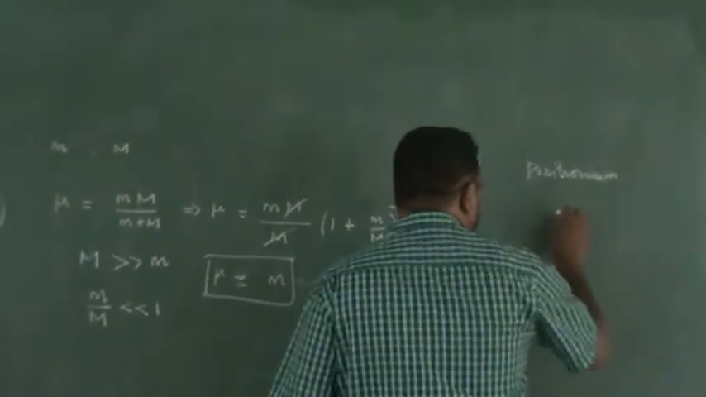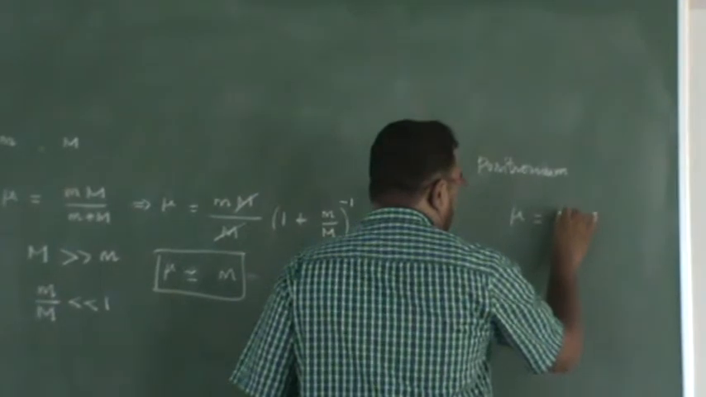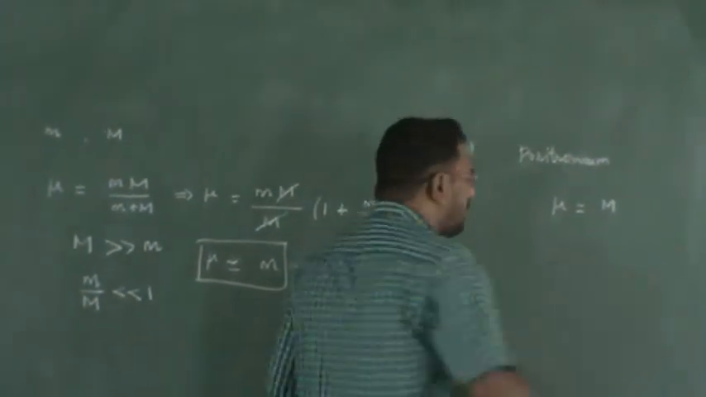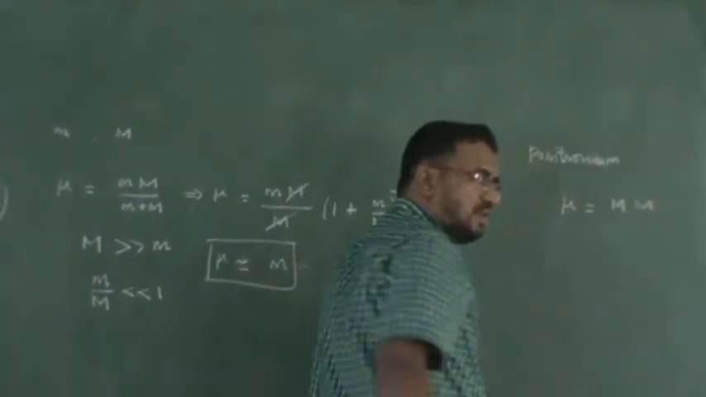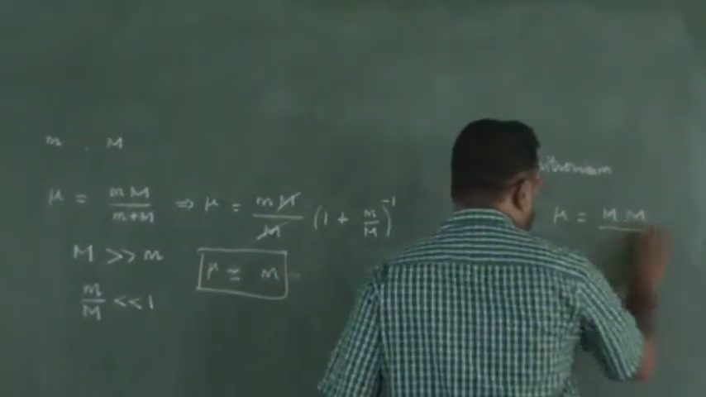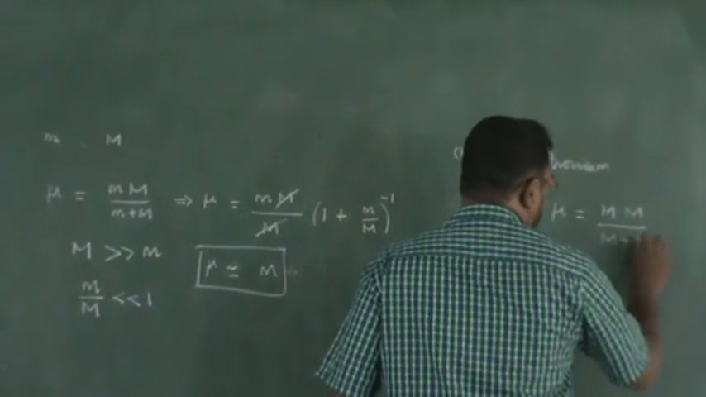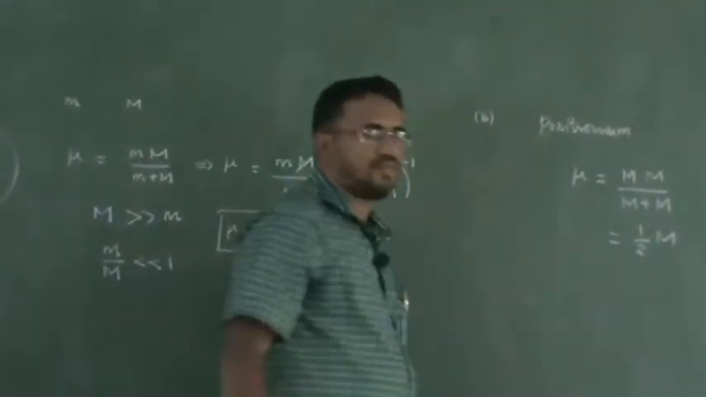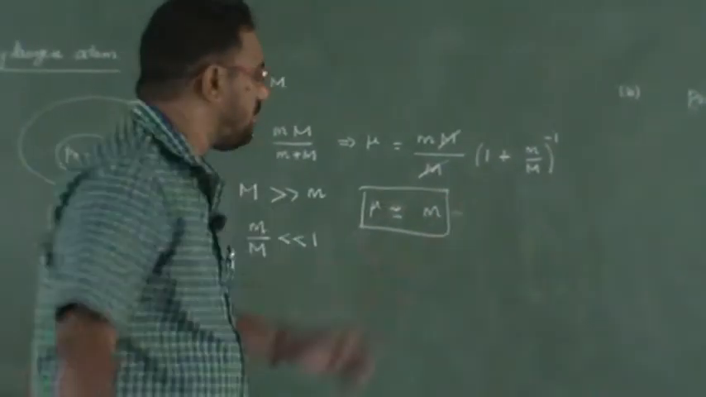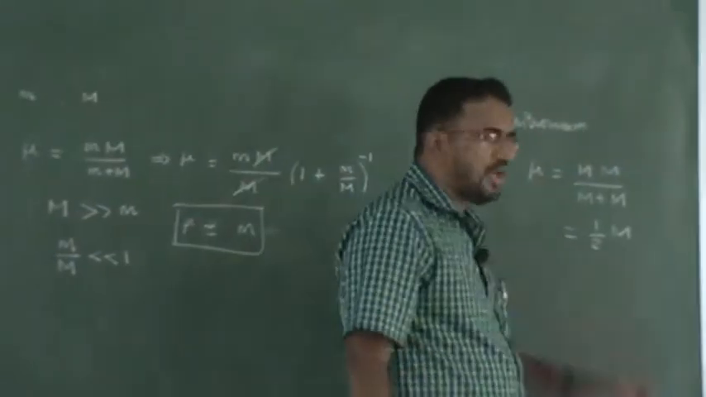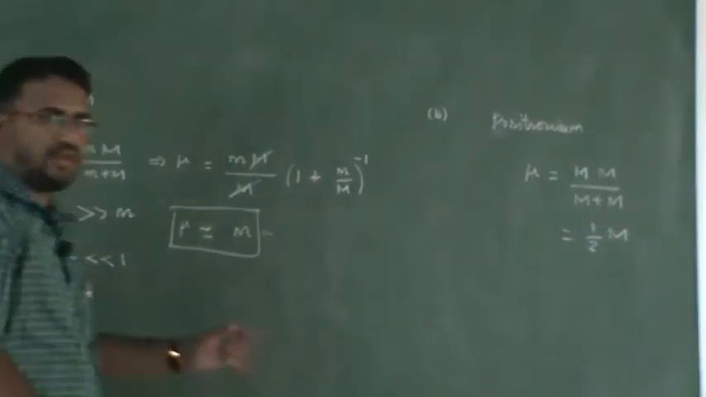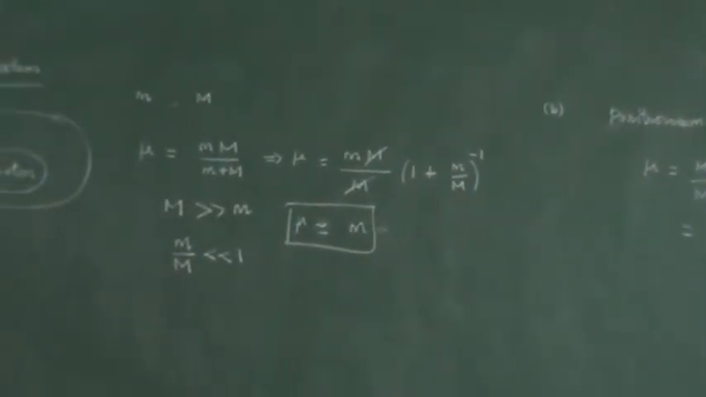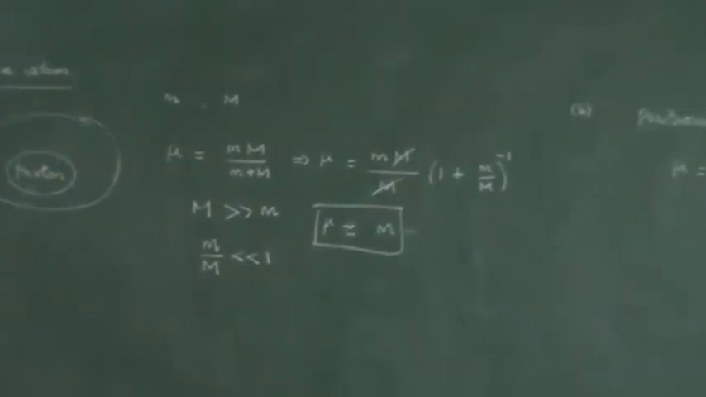So therefore, mu is equal to M. Suppose I take the mass of the electron to be capital M. Then the mass of the positron is also the same. So M times M by M plus M. Therefore, this is half of this. So equal mass means you have half of the mass of any one of these. Simple problem. The next one.